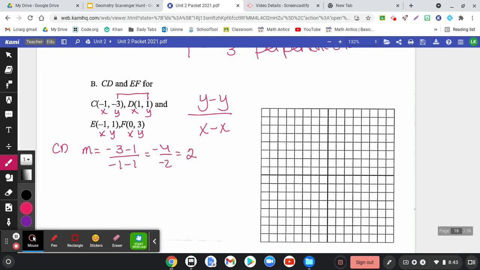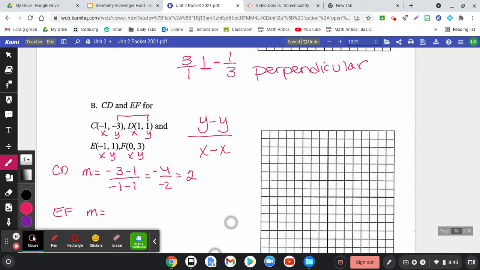All right, let's find the slope of EF. Same way, m equals our slope. Remember, in our slope-intercept formula. So 1 minus 3 and negative 1 minus 0. So we have negative 2 divided by negative 1 is 2. Those are the same. So that means our two lines are parallel. And again, you could plot those and see that as well.